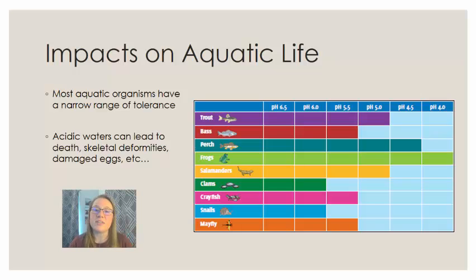We are also going to see these impacts on aquatic life. Remember back in the early units of this course, we talked about the range of tolerance for certain organisms. Most aquatic organisms can only exist in a very narrow set of conditions. So if we have a change in the pH of the water, these organisms are not able to survive. This can lead to premature death, it can lead to skeletal deformities, and it can also lead to damaged eggs and damaged larval growth.